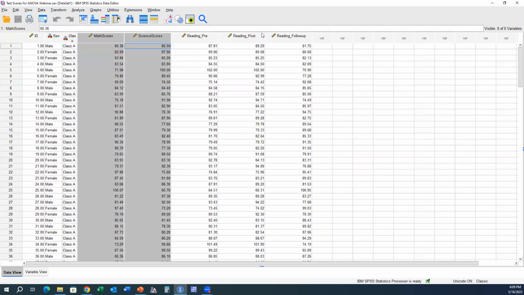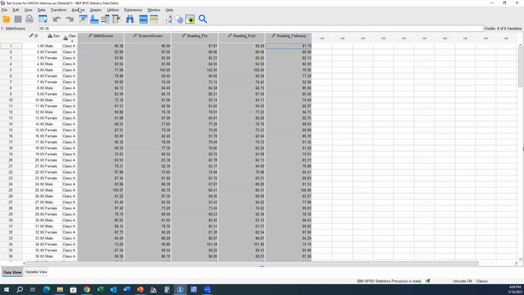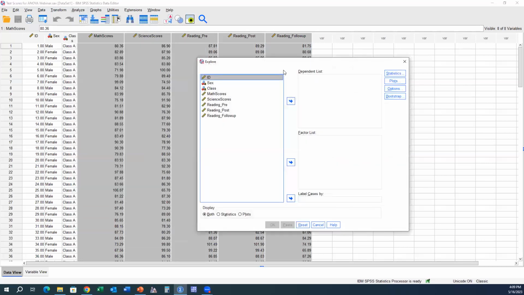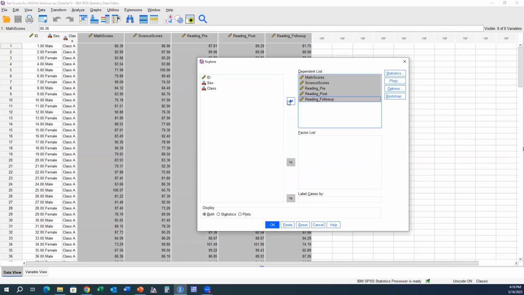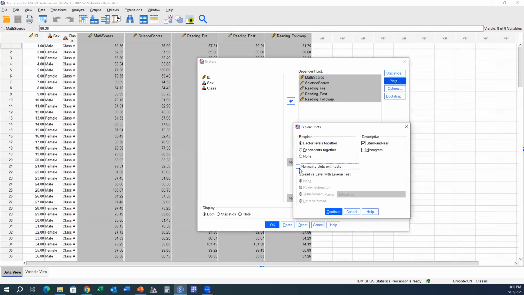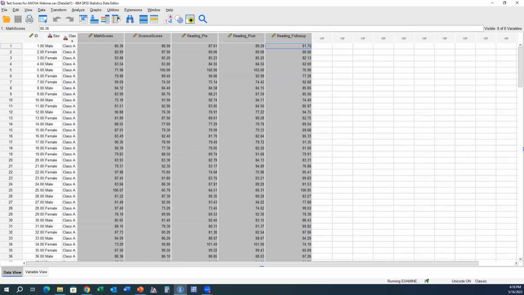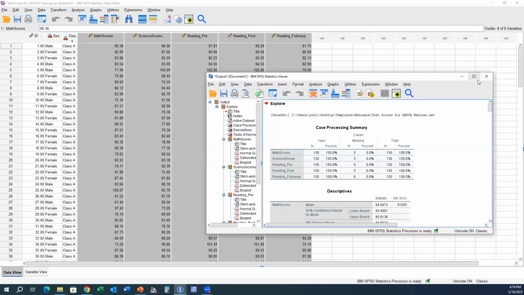Okay, so here we have our test scores, and if we want to check for normality, we will go to Analyze, Descriptive Statistics, and Explore. Then we'll put all our continuous dependent variables into this right box, the Dependent List. We'll go to Plots and check mark this option here, Normality Plots with Tests, and then click OK. This analysis takes 10 to 15 seconds to run. It's quite a big one. All right, there we have it.